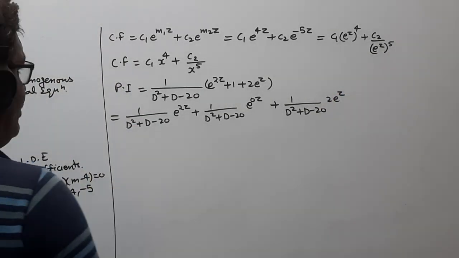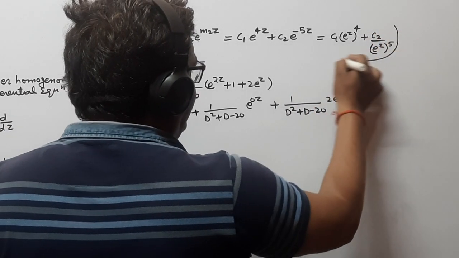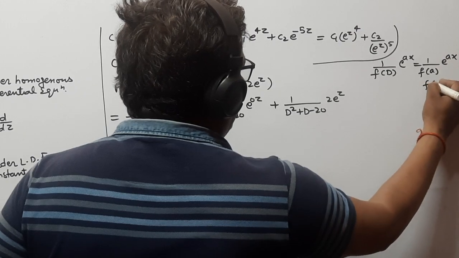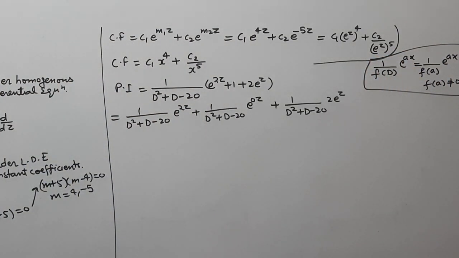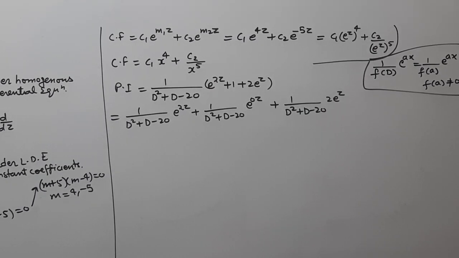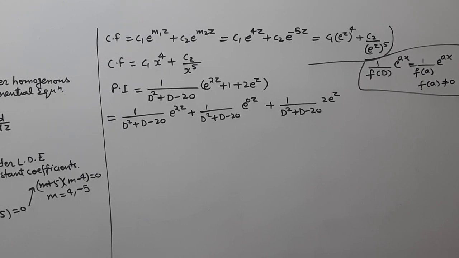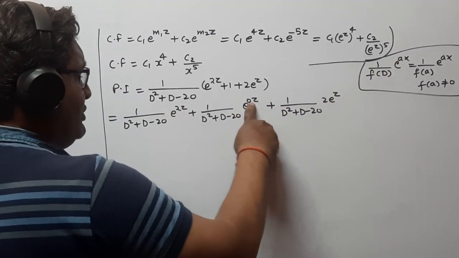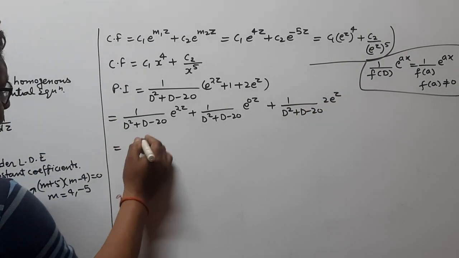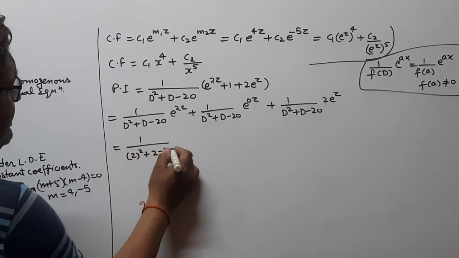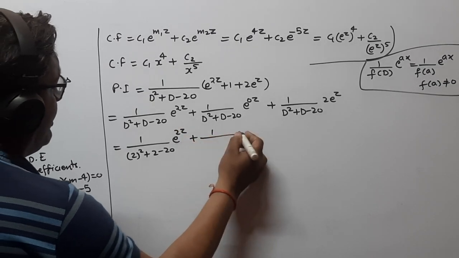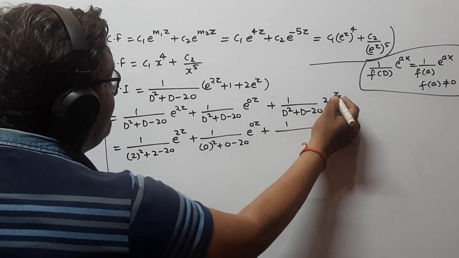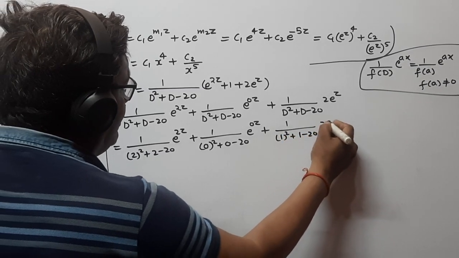Now you know that the formula for the particular integral of e to the power ax is 1 upon f(a) e to the power ax, where f(a) can never be 0. This is the formula for finding the particular integral of e to the power ax. Always we replace small a in place of D. In place of a, here this is 2, there is 0, and there is 1. So we replace 2 in place of D. This becomes 2 square plus 2 minus 20 and e to the power 2z, plus 1 upon 0 plus 0 minus 20 and e to the power 0z. Here the coefficient of z is 1, so we replace 1 square plus 1 minus 20 times 2 e to the power z.